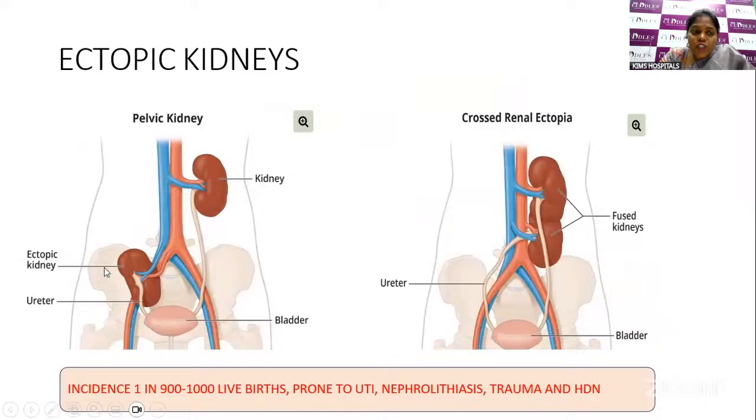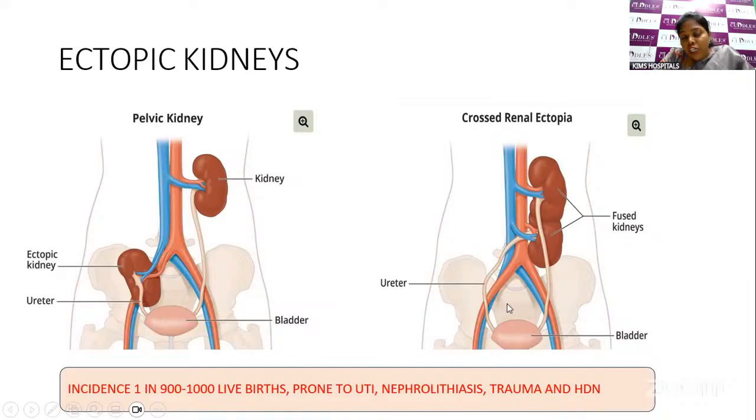So coming to the ectopic kidney, usually, as we have seen, the kidneys ascend into the abdomen, that is, into their primary location during the somatic growth of the body. It is not the kidney ascending, it is the body which is growing, which causes the kidneys to move up. Sometimes there is failure of the ascent, which causes ectopic kidneys or pelvic kidneys.